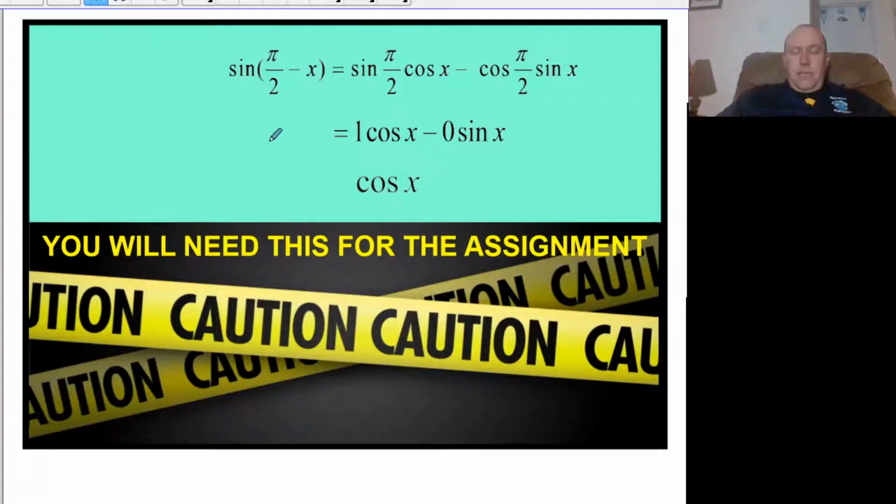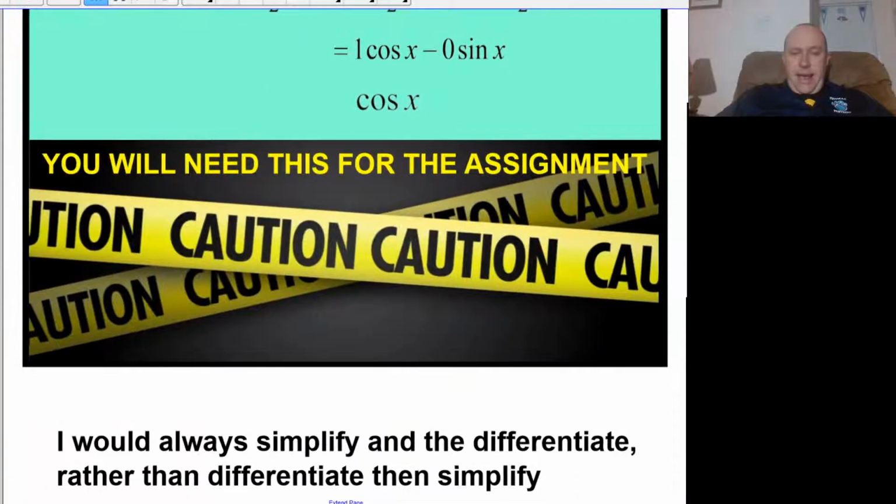Now, the reason this might be useful is later. If we're asked to differentiate this, we could certainly use the chain rule, but it might be kind of complicated. If we know that this is just this, then actually I can write this one down straight away. The differential of cosine x is on the formula sheet. It's just negative sine x.